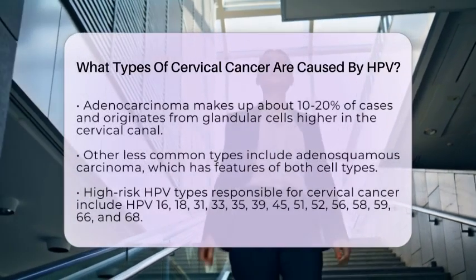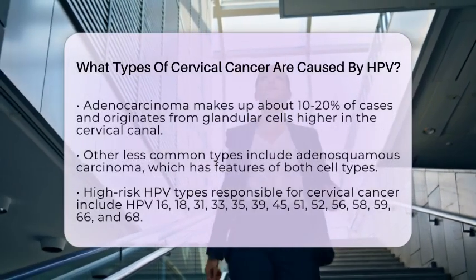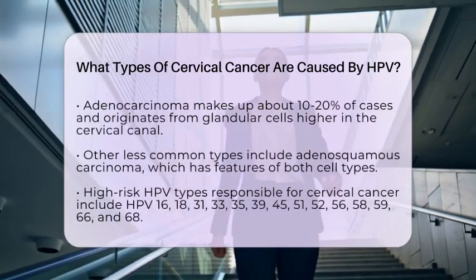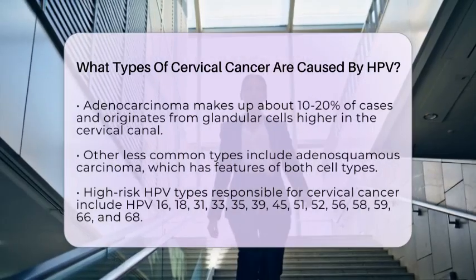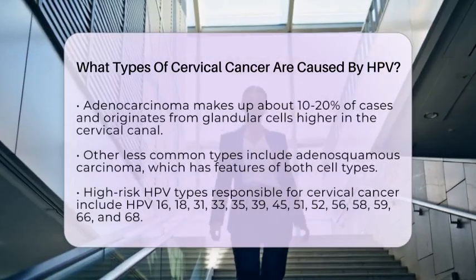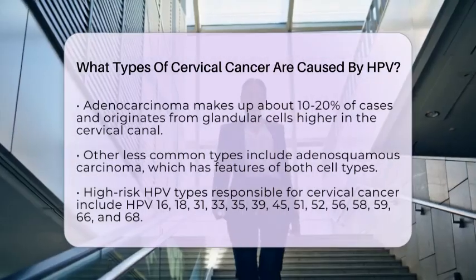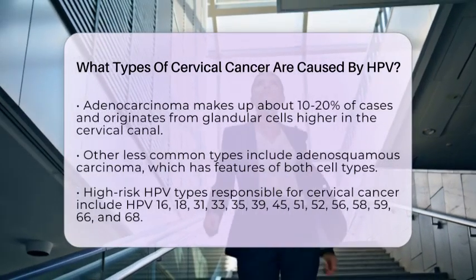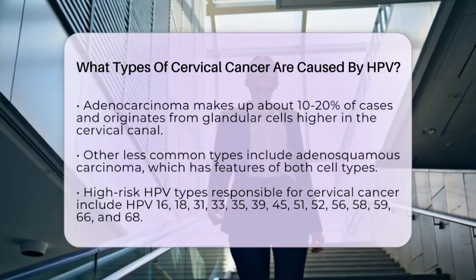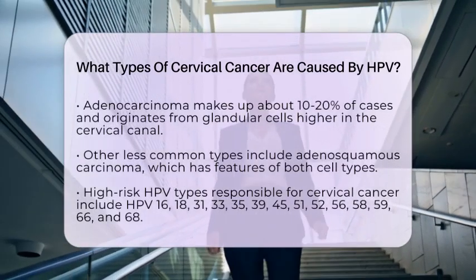Other less common types include adenosquamous carcinoma, which has features of both squamous and glandular cells. These are also associated with high-risk HPV infections. The high-risk HPV types responsible for cervical cancer include HPV-16, 18, 31, 33, 35, 39, 45, 51, 52, 56, 58, 59, 66, and 68. Among these, HPV-16 and 18 cause about 70% of invasive cervical cancers worldwide.